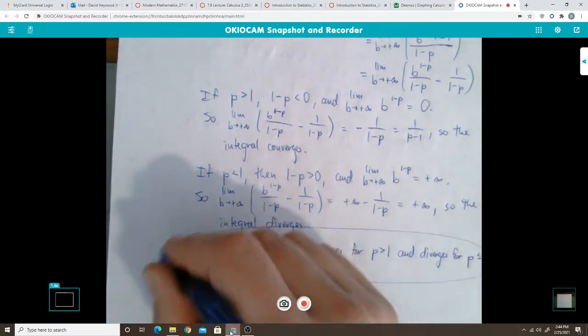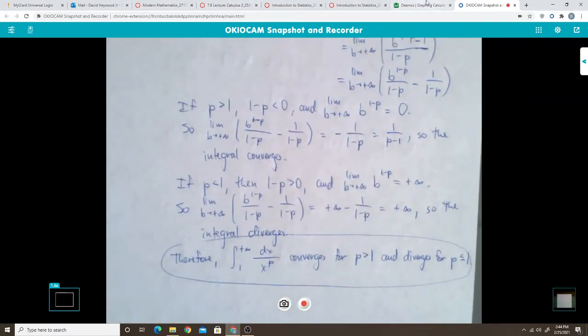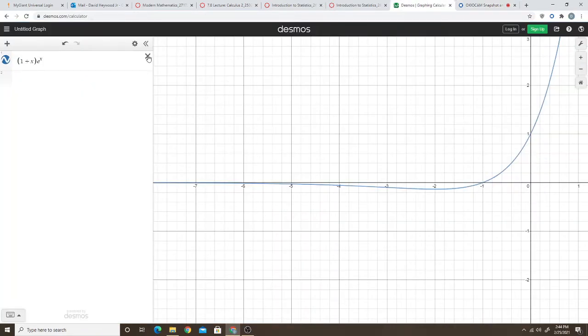There's the answer to the question. So that's kind of an interesting thing. And I want to take you to Desmos now to kind of consider that a little bit. So let's look at 1 over x. So this would be when p equals 1.